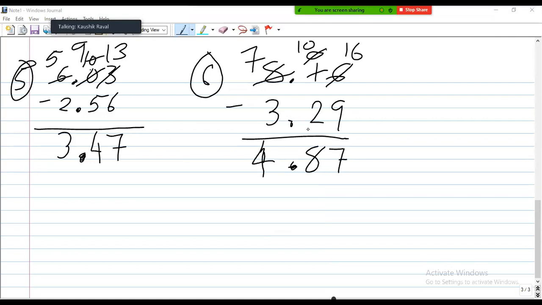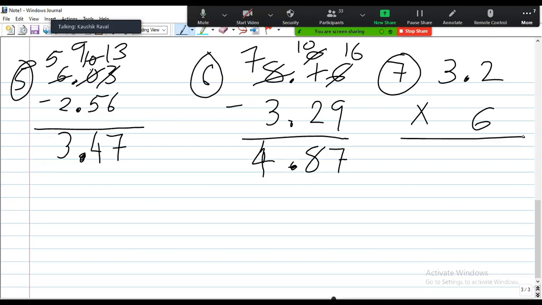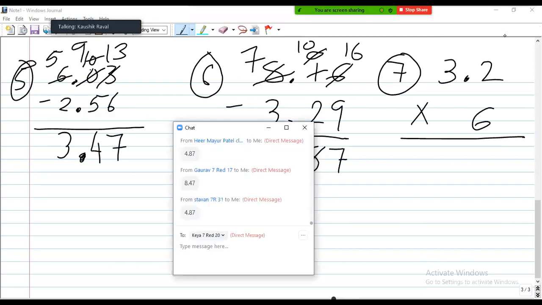Okay, now we are going to go for number 7 example, which is 3.2 into 6. Find the answer. Multiplication of decimals. Come on. Solve this example. Multiplication. You can do this. Very good. Sharanya, Pradini, Ved, Atif. Good job. Correct answers, all of you.